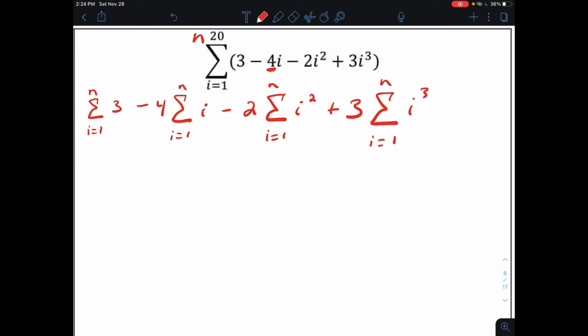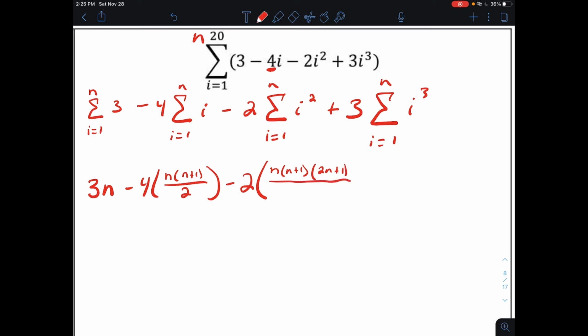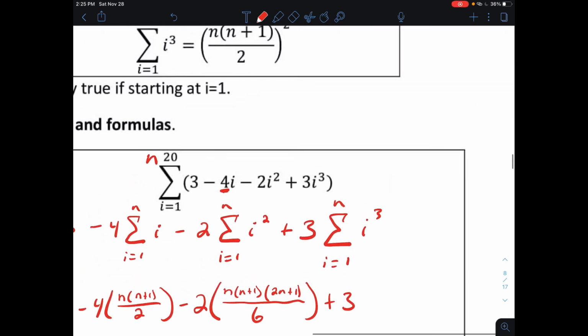Now I'm going to use my summation formulas, starting here at the far left. So to go from 1 to n of the constant 3, that would be equal to 3 times n. And then I would have minus 4 times the summation of just I from I equals 1 to n. We've used that one already, and that is n times n plus 1 over 2. And then minus 2 times, well, the I squared summation from I equals 1 to n was n times n plus 1 times 2n plus 1 over 6. And then the sum of cubes. Well, we haven't used the sum of cubes one yet.